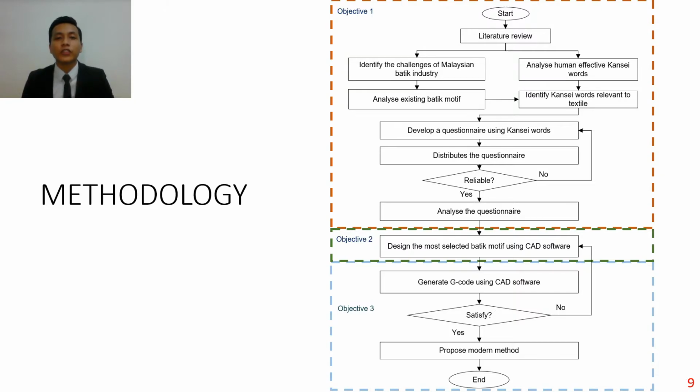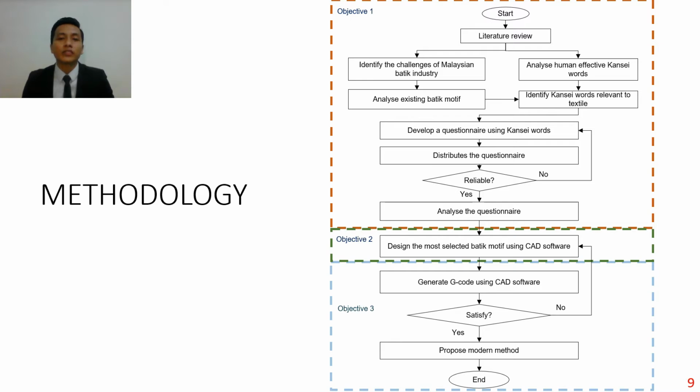Methodology. The first step is literature review. Next, we identify the challenges of Malaysian batik industry and we analyze human effective Kansai words. After that, we analyze existing batik motif and identify Kansai words that are relevant to textile. Using the identified Kansai words, we develop a questionnaire and distribute the questionnaire to respondents from all over Peninsular Malaysia.